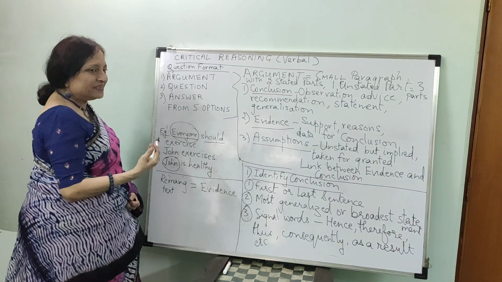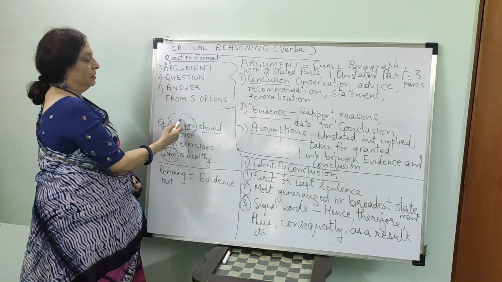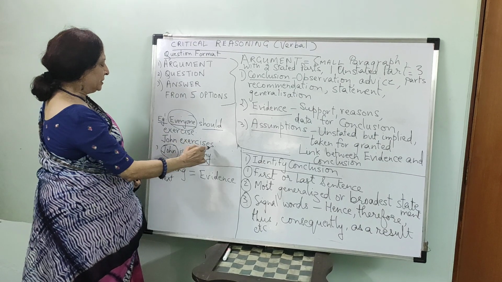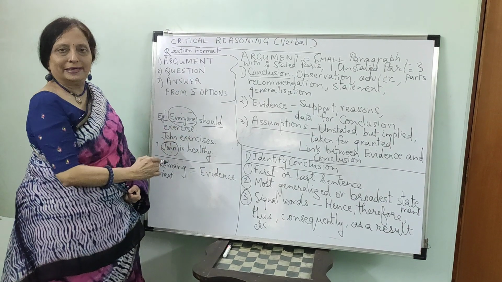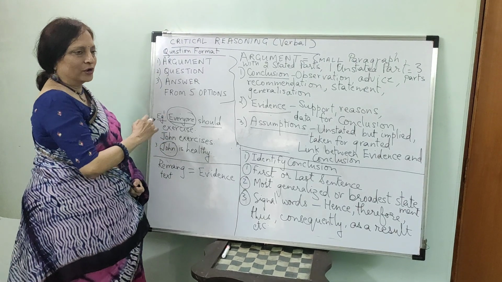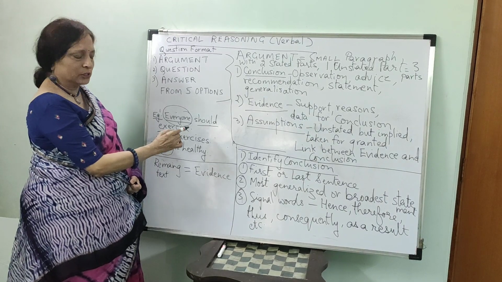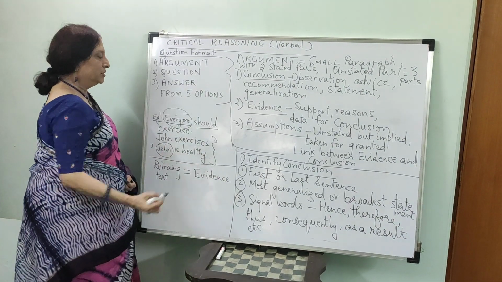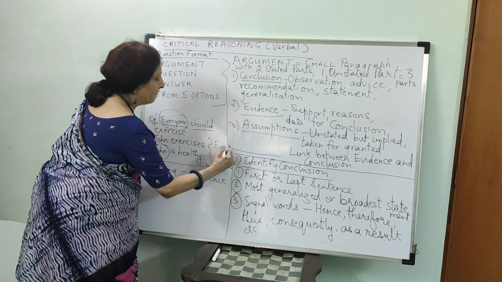Now, if you want to test again whether that is the conclusion or not, just put the first statement in the end. So we can say John exercises, John is healthy, therefore, everyone should exercise. Alright, now we got the conclusion. So that means everyone should exercise is our conclusion. Whatever remains is the evidence or the support for the conclusion. So this is our evidence.